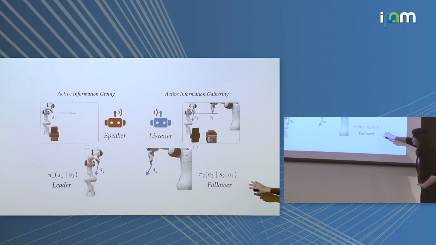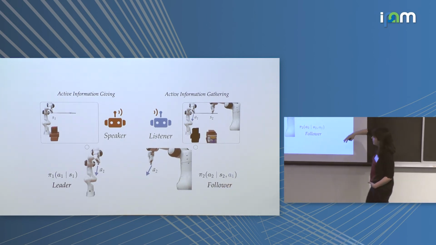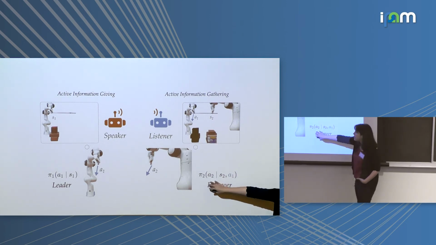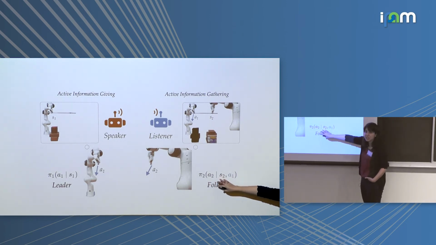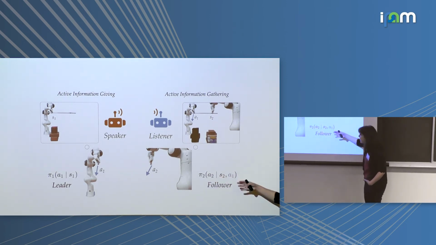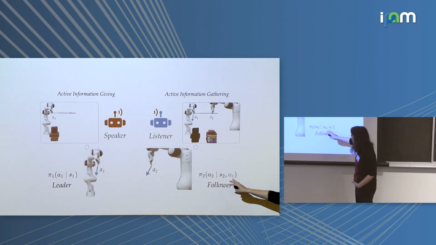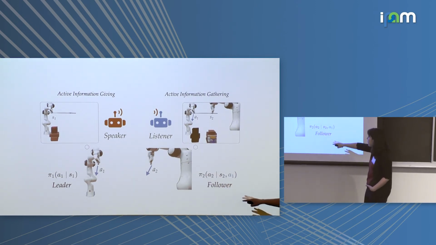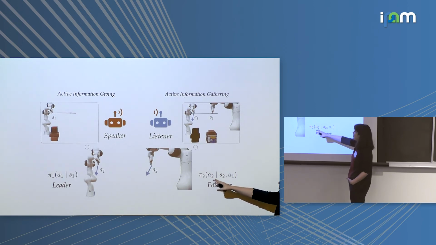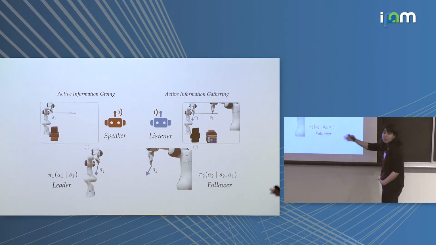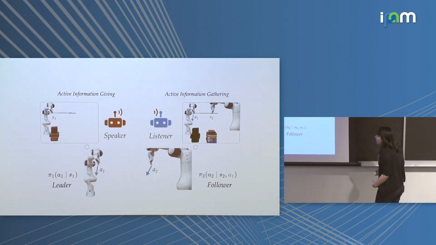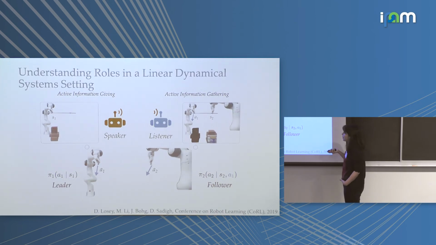And the second type of role is a follower role. You can call it a listener role, which is basically any policy that takes actions based on the states in addition to the actions of the partner. It's telling you, hey, if I'm a follower, I'm trying to actively gather information about you, so I'm listening to you as much as possible, and my actions are in response to your actions. So what we show is these roles are actually necessary.